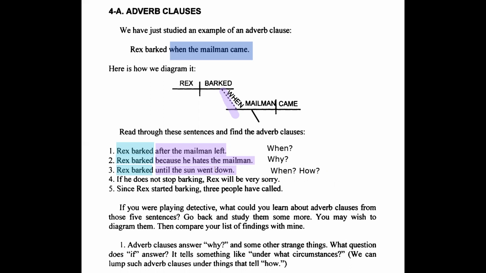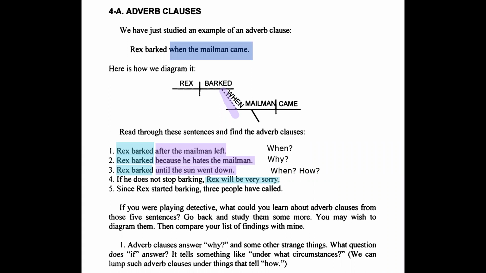Let's look at number 4. If he does not stop barking, Rex will be very sorry. Now, where is the independent clause? Where is the dependent clause? Which one can stand alone? Rex will be very sorry is the independent clause. It can stand alone. That's a complete sentence. Rex will be very sorry.